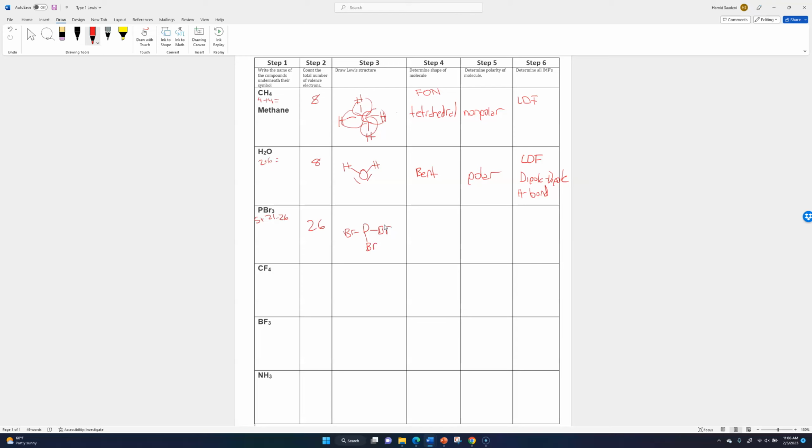6 electrons used, you have 20 left. Remember, outside in, you're going to make sure the outside is 8 first. 2, 4, 6, 8, 10, 12, 14, 16, 18, 20, 22, 24. That's 24 electrons we used up so far, right? So we have 2 left. What do we do with that?